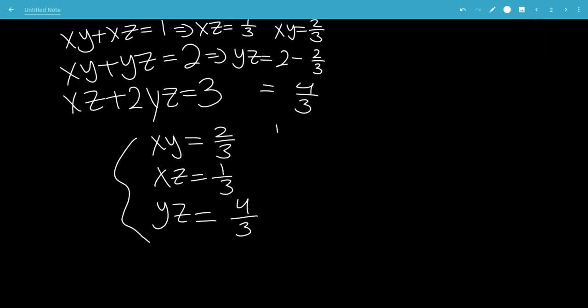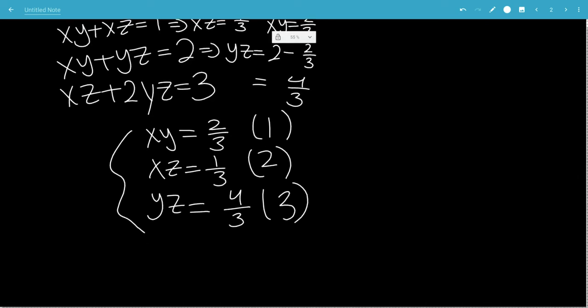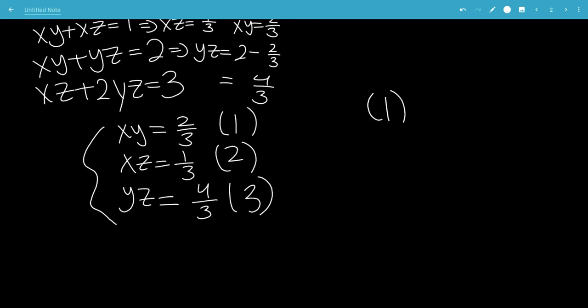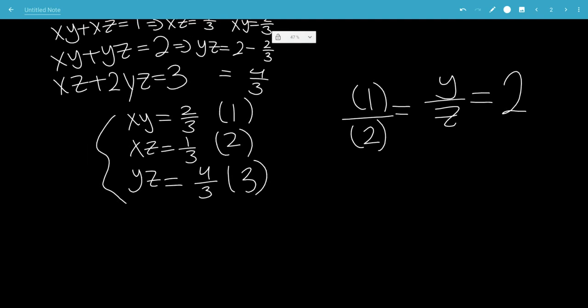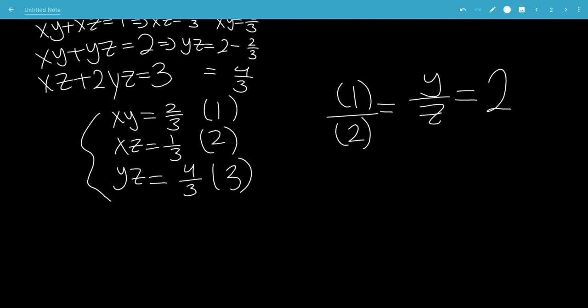Okay, so let's say this is equation 1, equation 2, equation 3. If we have equation 1 divided by equation 2, the x's will cancel, leaving us with y over z equals 2/3 divided by 1/3, which will cancel out the 1/3, so this will just be 2. So that means that y equals 2z.